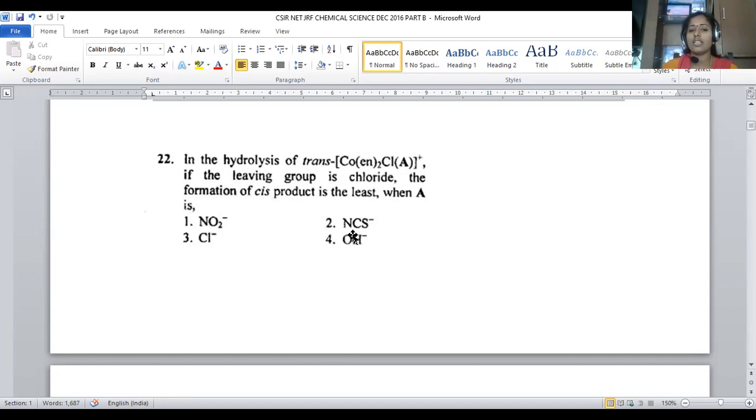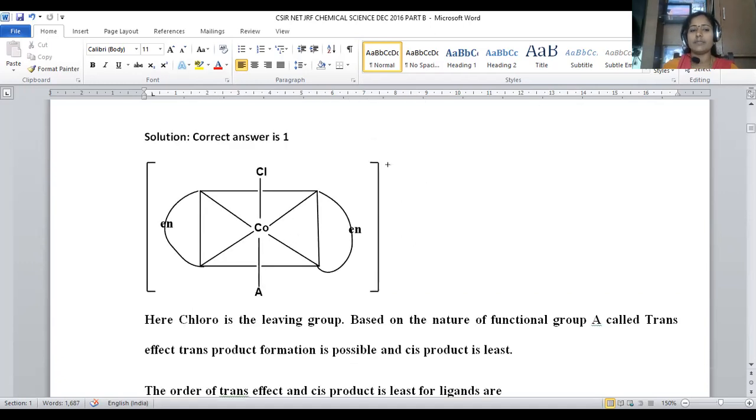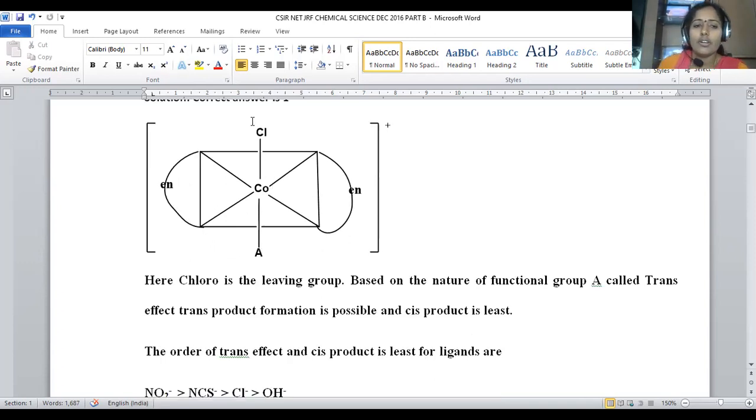Here the options nitro, thiocyanato, chloride, and hydroxy ligands are provided. Based on this data, we have to go for trans affecting ligands. So this is the complex of cobalt where trans ethylenediamine was given. Ethylenediamine being a bidentate, there is a formation of a chelate ring, and both are trans with respect to each other. Chloro and the ligand which affects this trans effect will be in the axial position, and it is the monopositive complex, right? So in order to remove the chloro and introduce any other functional group trans with respect to the existing ligand, the trans effect of the ligand plays the vital role here.